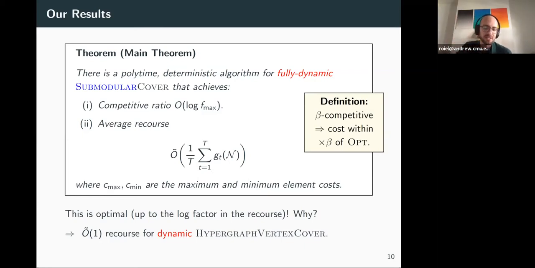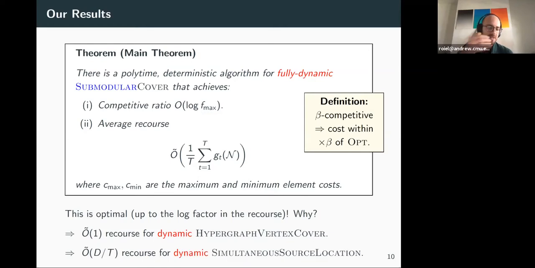So if we played the dynamic hypergraph vertex cover game, and every time I gave you a subset that was completely disjoint from the previous subset, you'd have to buy a new vertex every time to cover it. So you can't get away with less in general. Does this make sense? And by the way, this gives us a corollary, an answer, and also up to the log factor, an optimal answer for the dynamic version of the source location problem, which is the server problem that we talked about before.